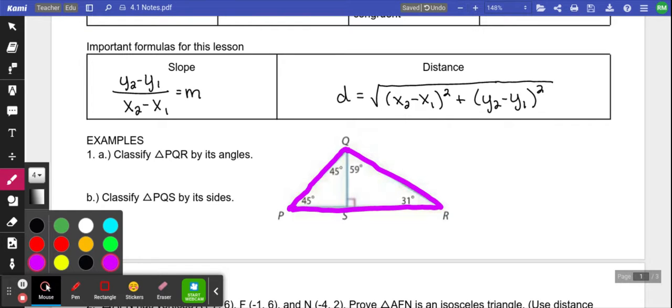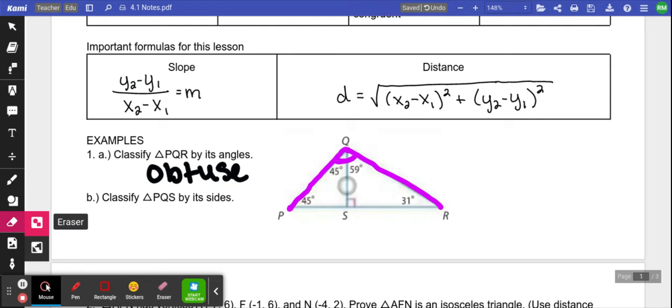Which, if we look here, angle Q is an obtuse angle. It's greater than 90 degrees. So therefore, our answer for here is obtuse. Okay. Let's go ahead and look at the next one.